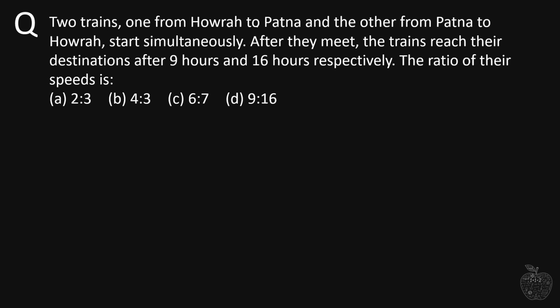Two trains, one from Howrah to Patna and the other from Patna to Howrah, start simultaneously. After they meet, the trains reach their destinations after 9 hours and 16 hours respectively. The ratio of their speeds is?